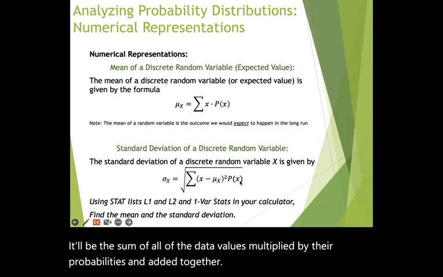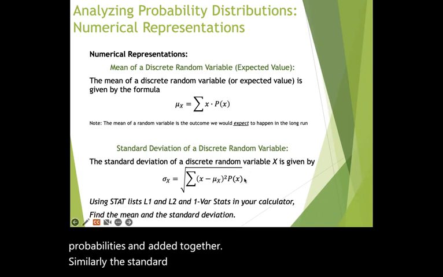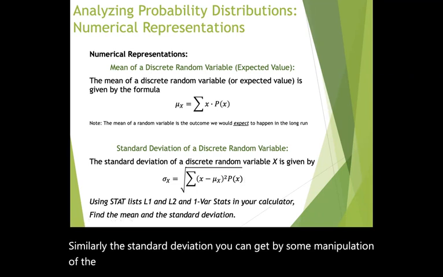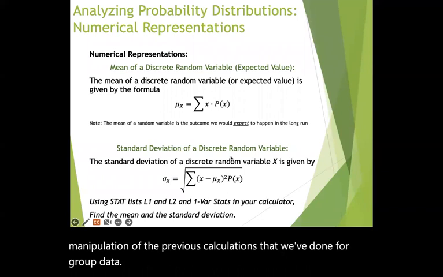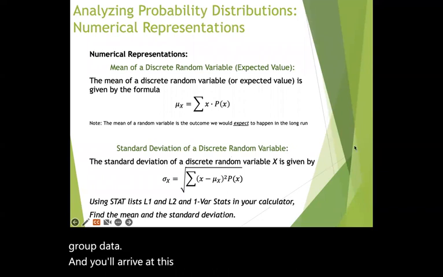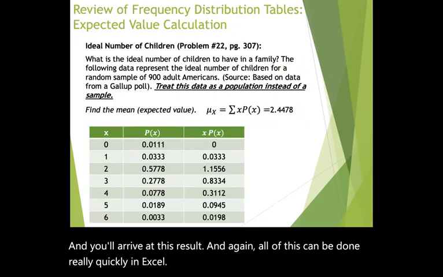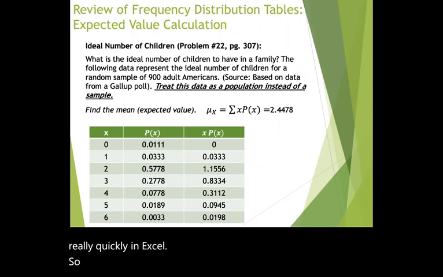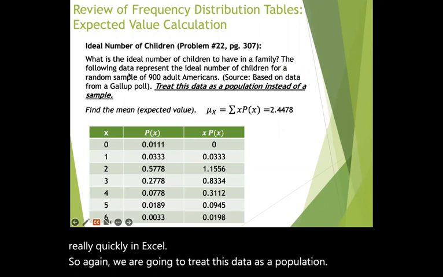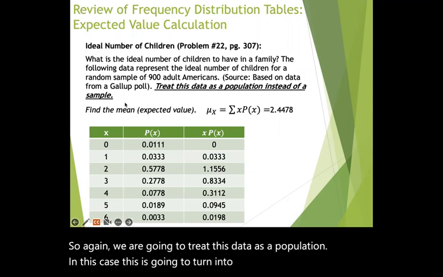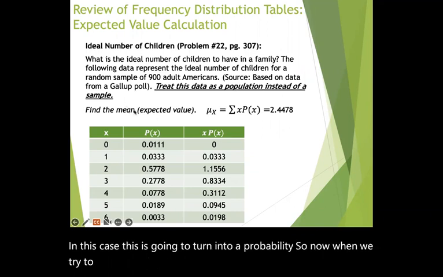Similarly, the standard deviation you can get by some manipulation of the previous calculations that we've done for grouped data, and you'll arrive at this result. And again, all of this can be done really quickly in Excel. So again, we are going to treat this data as a population. In this case, this is going to turn into a probability. So now when we try to find the mean of a probability distribution, we call it an expected value.